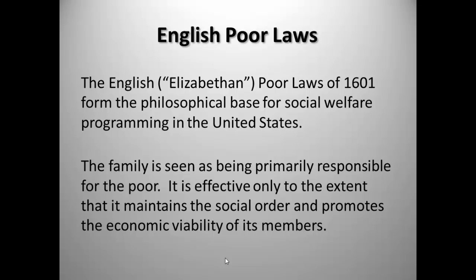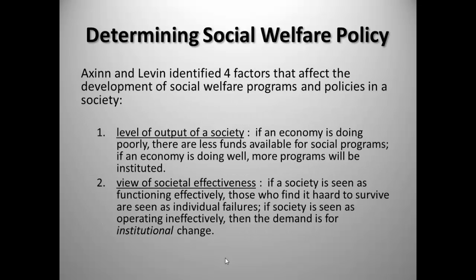is that the family in this system is seen as primarily responsible for the poor person. If you can't take care of yourself, your family is then responsible to see to it that your needs are met. This is effective only to the extent that the family system maintains the social order and promotes the economic viability of its members. The family is sort of the core of society and economic life as far as Elizabethan or English poor laws are concerned. And so much of American society has developed from that belief system.